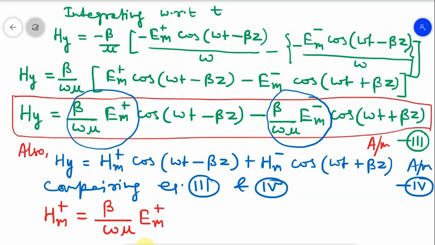Okay, whereas Hm minus equals minus of Em minus upon beta upon omega mu. This minus will also have to be taken, because if you compare, this minus will also be taken. Further we can also write Hm plus equals Em plus upon beta upon omega mu, and Hm minus equals minus Em minus upon beta upon omega mu. Okay, so why we are writing that, I will explain.